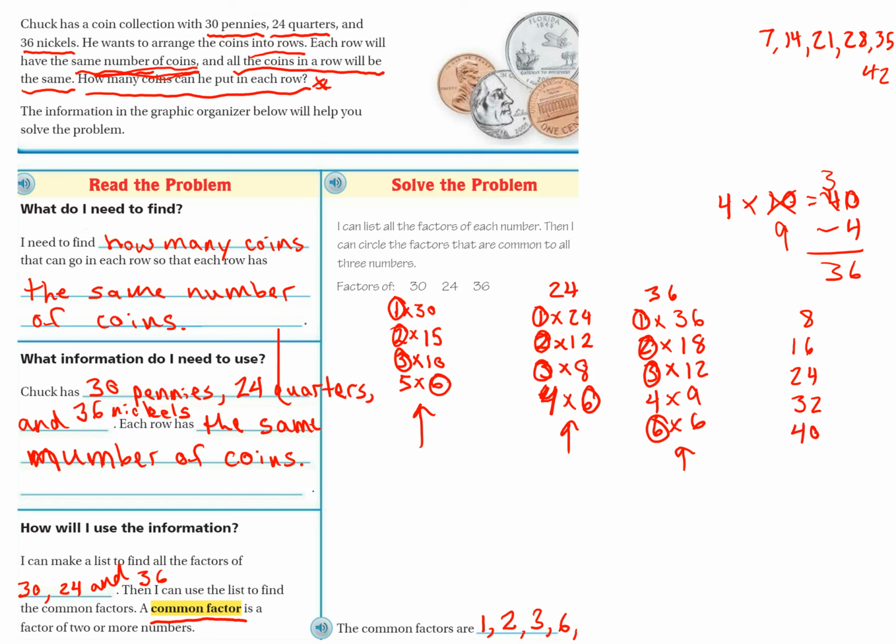So what that tells me, let's go back to our question now, because we want to understand what those numbers mean. How many coins can he put in each row? If he wants the same number of coins in each row, and he wants each row to have the same type of coin, he can put them all in rows of 1. He can put them all in rows of 2. He can put them all in rows of 3, or he could put them all in rows of 6. Okay, that's what that tells us.